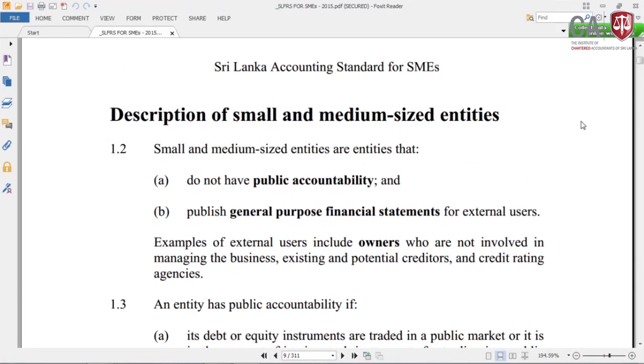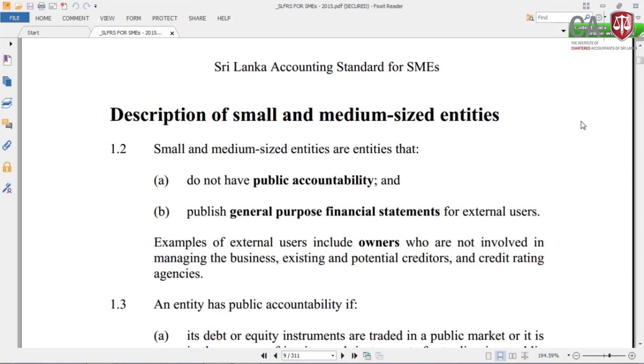You can have the standard book with you. Description of small and medium sized entities. Small and medium sized entities are entities that do not have public accountability and publish general purpose financial statements for external users. And that is the definition you need to remember. You need not memorize it by heart. You can take the standard book to the exam hall. Yours is an open book exam.